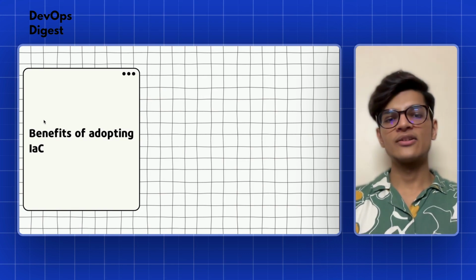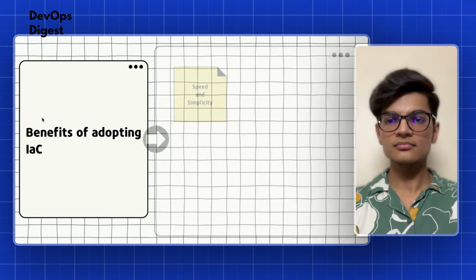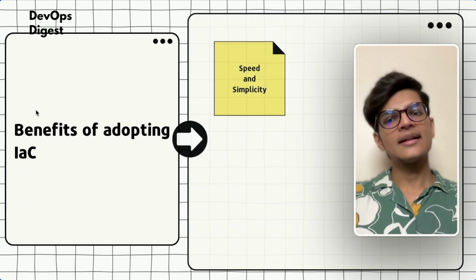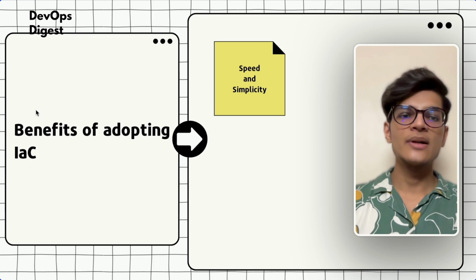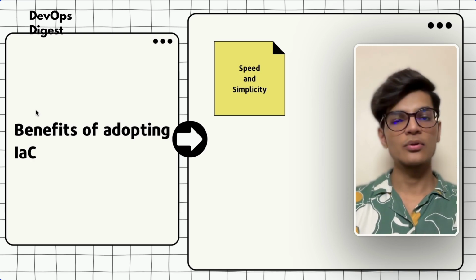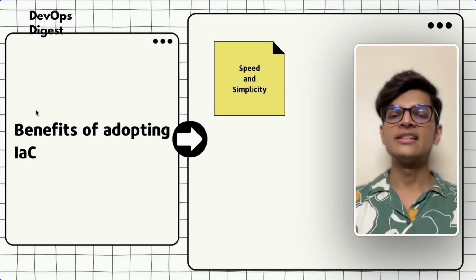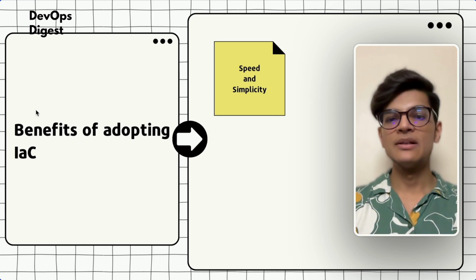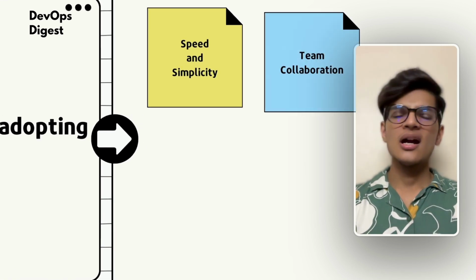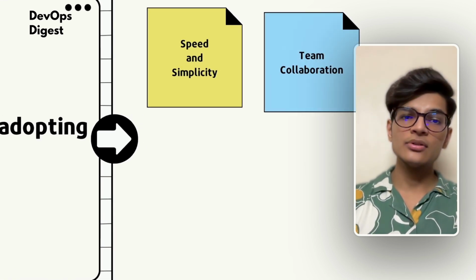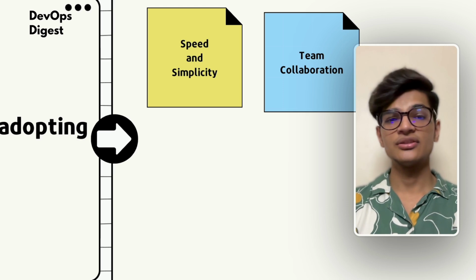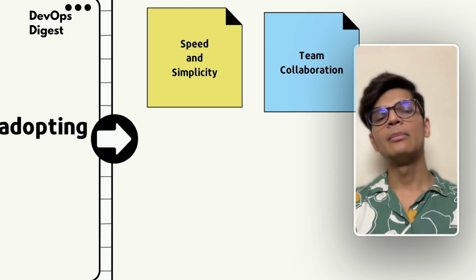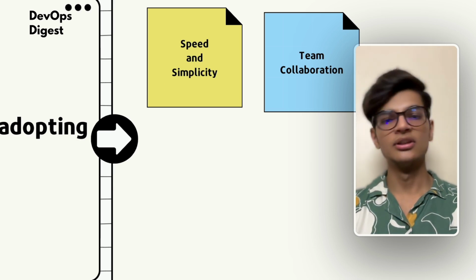Let's explore some benefits of using IAC next. Speed and simplicity. Firstly, it accelerates the delivery and management lifecycle by eliminating manual processes. IAC makes it possible to spin up an entire infrastructure architecture by simply running a script. IAC allows team members to collaborate on infrastructure configuration in the same way they would with application code. Code can be linked to issue tracking systems for further reference.